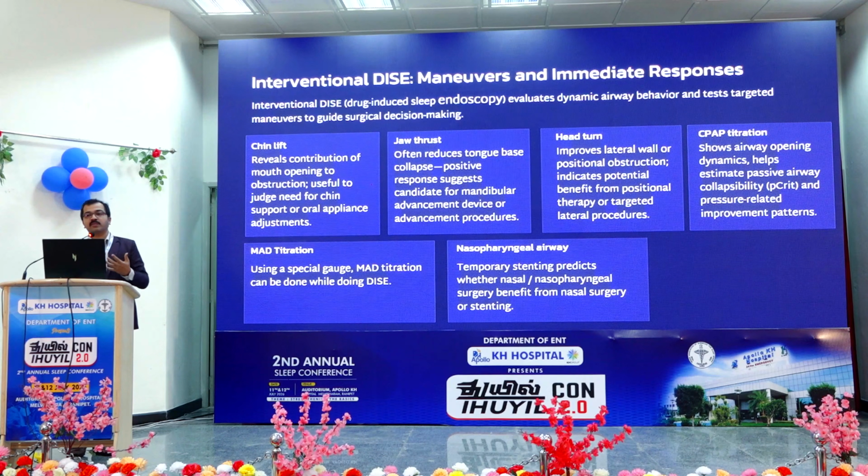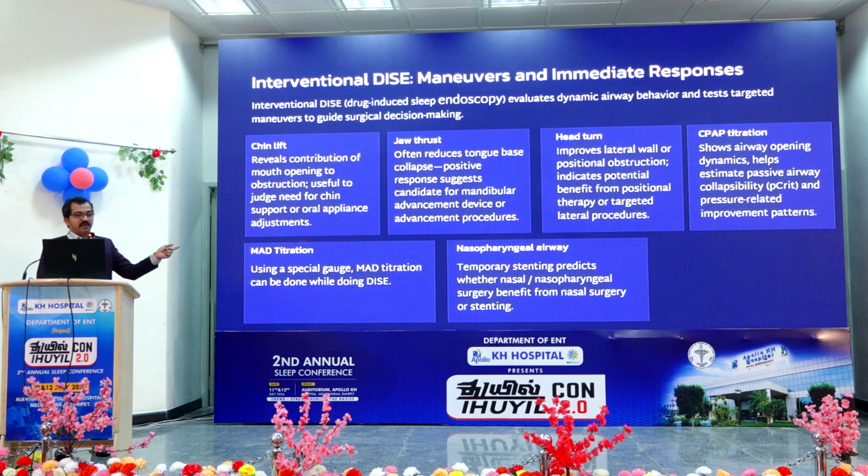Nasopharyngeal airway, this is one of the most important things, because there are two types of sleep surgery we are doing. One is single sitting, multi-level, and the other is multi-stage, multi-level. Some schools of thought say that you address the nose first and the second stage you can do later. So even if you put a nasopharyngeal airway, you can mimic the nasal surgeries and see what the collapse is happening at the lower part. If the nasopharyngeal airway resolves the lower airway collapse, a septal surgery will be helpful.